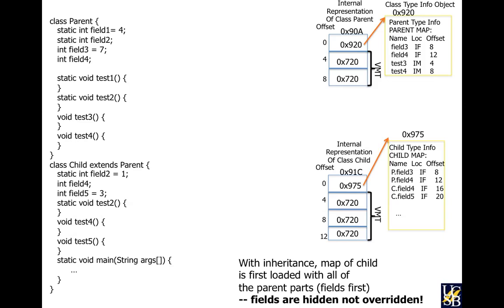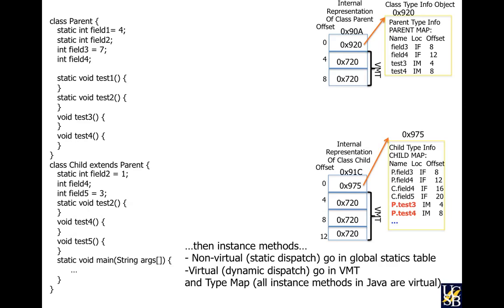Even if the field names are the same, we have both because instance fields are hidden and not overridden. So we can access field 4 in the child, or through a cast, we can access the field 4 in the parent. The next thing is we do the same thing for instance methods. We inherit, we copy, and make homes for all the things that come from the parent that are instance methods, namely test3 and test4.